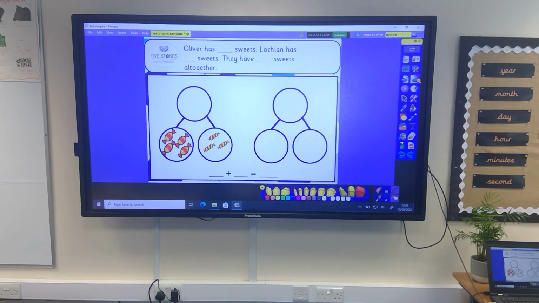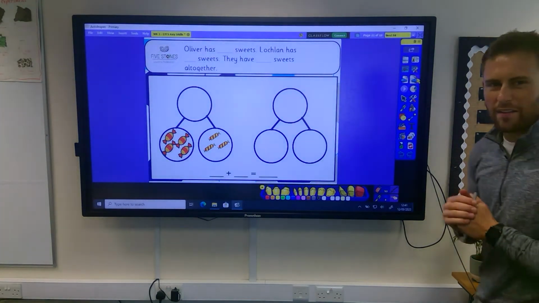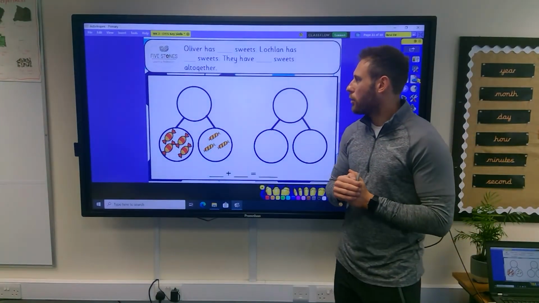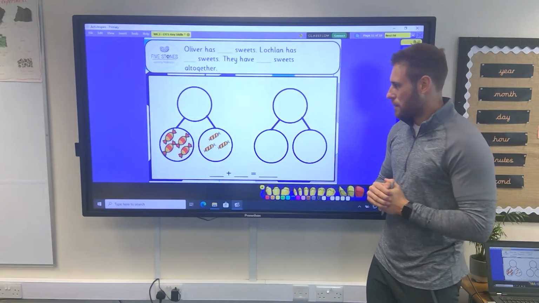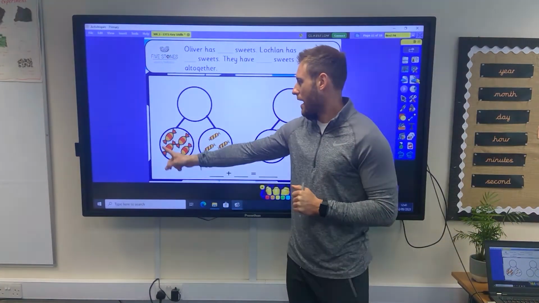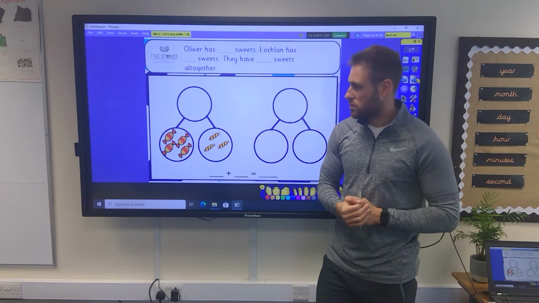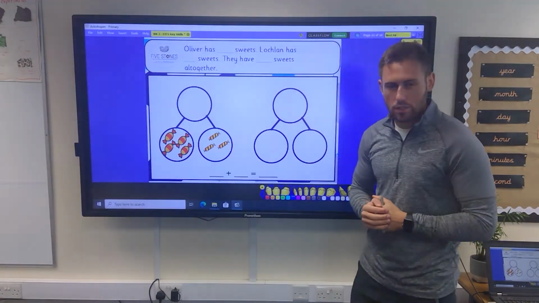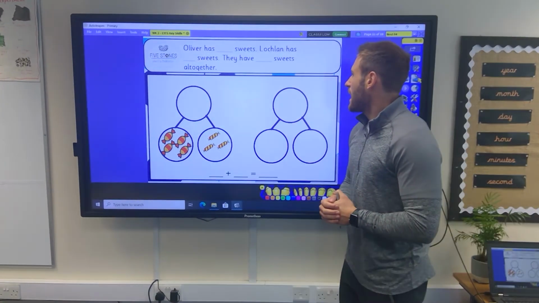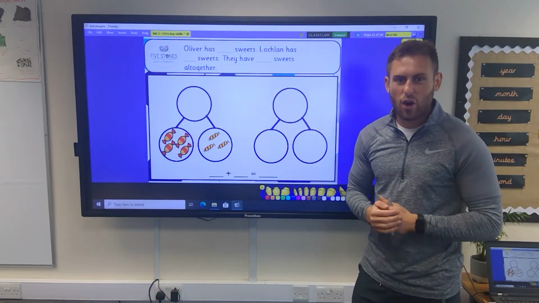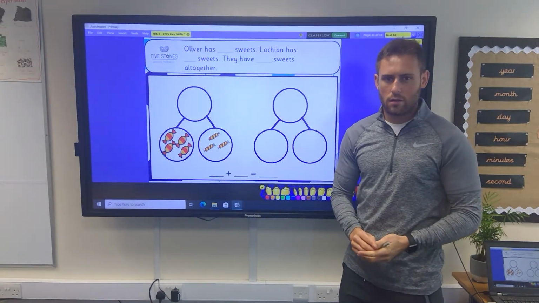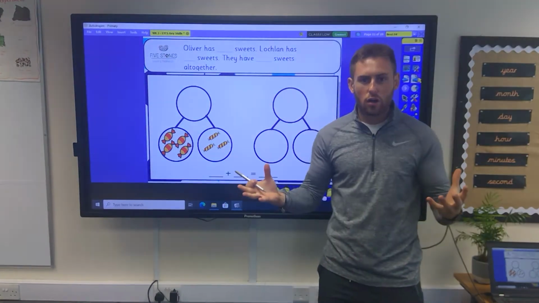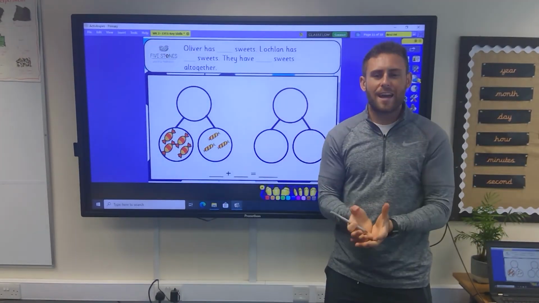Oh, next one. Oh, now I've got my favourite things, sweets. Hope you're not eating too many sweets, but we have a little problem here because Oliver has so many sweets, but I don't know how many he's got. Lachlan has this many sweets. I don't know how many he has. They have sweets all together. So we are going to try and find out how many sweets Oliver and Lachlan have all together.